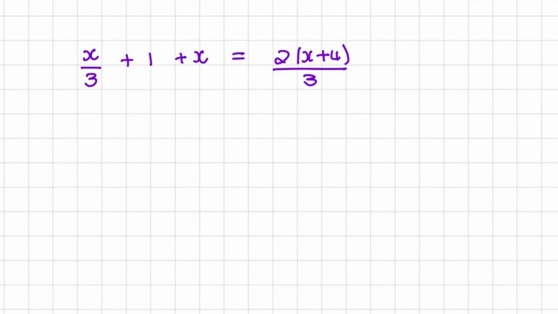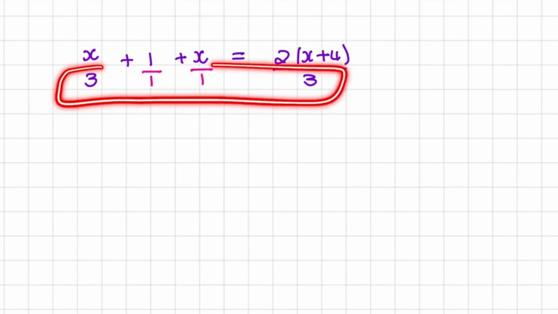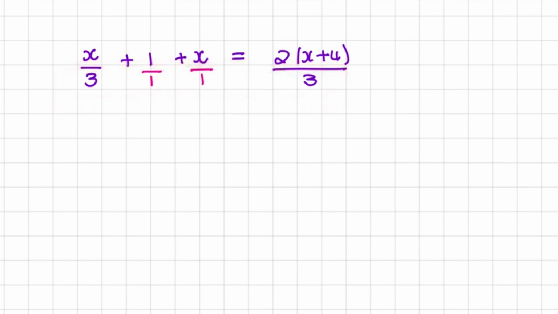So here we have x over 3 plus 1 plus x is equal to 2 times x plus 4 over 3. These two terms, 1 and plus x, can be written as fractions by writing them over 1. And now the LCD, the lowest common denominator between these four fractions, is 3. So the LCD is equal to 3.